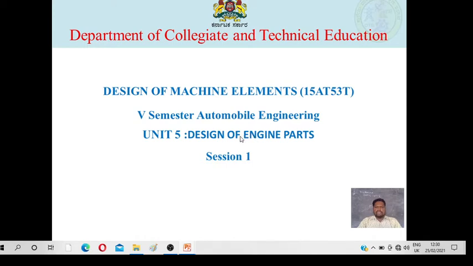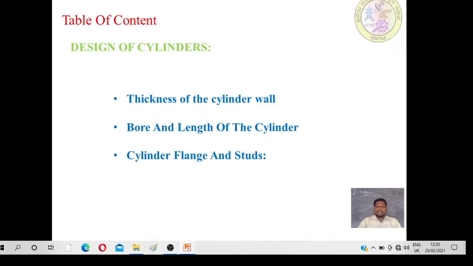Today I am going to talk about design of engine parts, in that session number 1, from the subject design of machine element. First let us see the table of content. So now we are going to discuss about design of cylinders here. In the design of cylinders we have thickness of the cylinder wall, bore and length of the cylinder, and cylinder flange and struts. So we are going to discuss about all these things in this session.